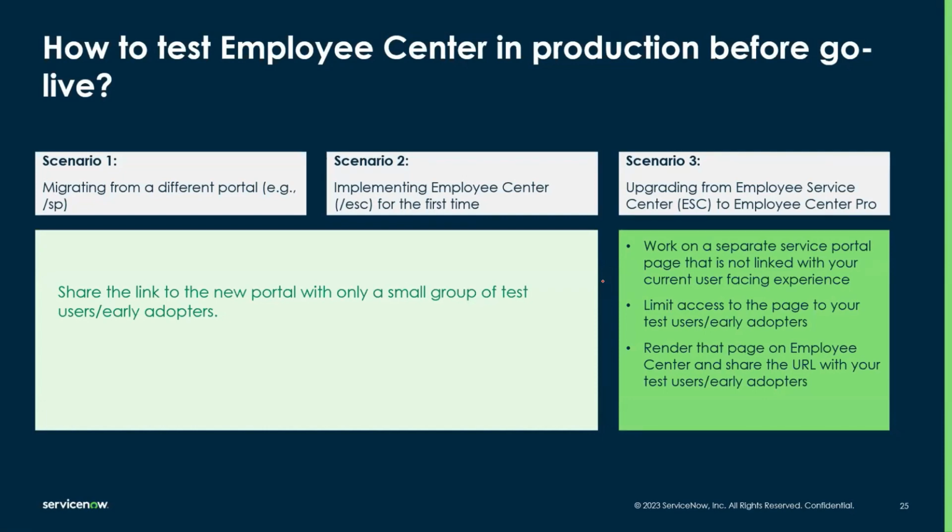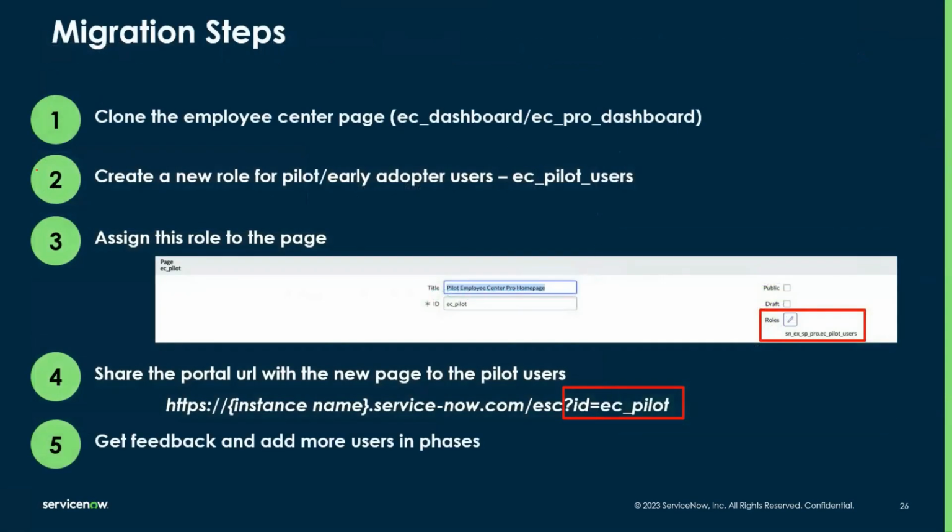You want to make sure that you're rendering that page to Employee Center and share that URL with your test users. And here are the steps for it. So we say clone the Employee Center page. Let's say you are updating the EC Pro dashboard, which is the Employee Center Pro homepage. You make changes in the cloned version of it.